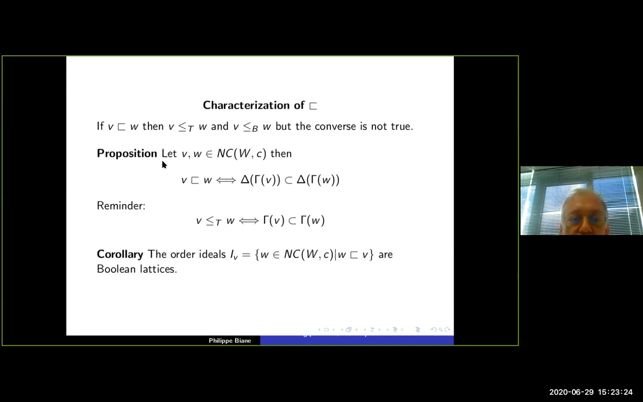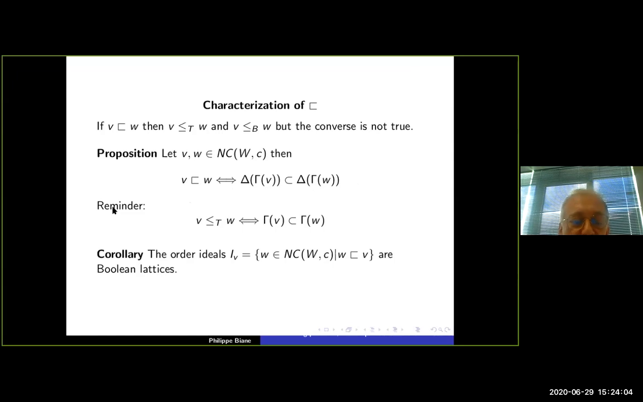And the true necessary and sufficient condition is the following. Let me assume that V and W are both non-crossing partitions. Then V is smaller than W in the square order if and only if the set of simple generators of gamma of V, of the parabolic subgroup of V, is included inside the simple generators of the parabolic subgroup of W.